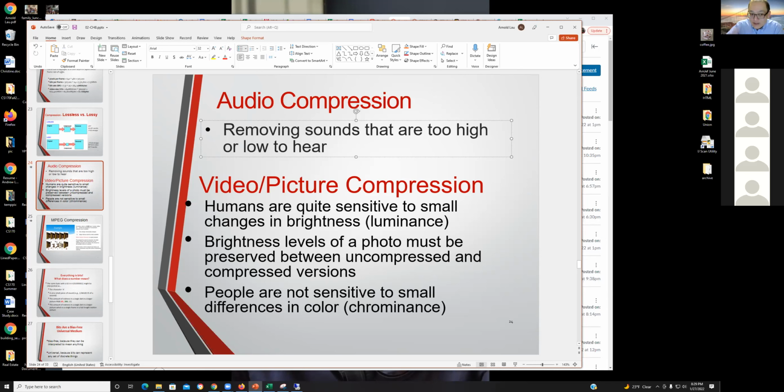But remember we said there were like 16 million shades of colors. People are a little bit less sensitive to small changes in color. So instead of using all 16 million different colors, you might compress that a little bit and use less variation. And that's what they call chrominance here, right? So if you want to do compression for sound, worry about the high and the low. For pictures, don't do too much with the brightness, but do what you can in terms of reducing the variations in color, i.e. chrominance, okay?